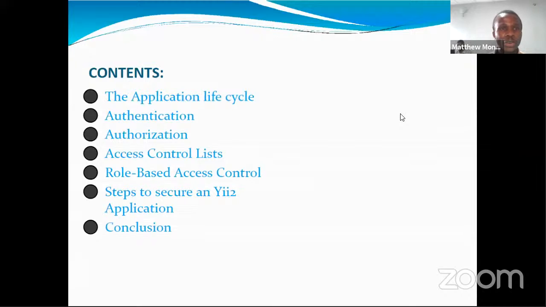Now, the content we are going to discuss includes the life cycle, because we need to understand how the framework works first before we talk about how we secure our web application. We talk about authentication, how to authorize users, then various ways which Ye2 uses to accomplish authorization, which include access control and role-based access control. Then the steps you can use to secure your web application if using Ye as your development framework. So the next slide.